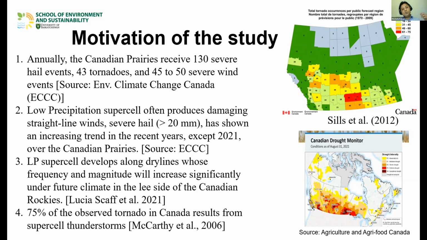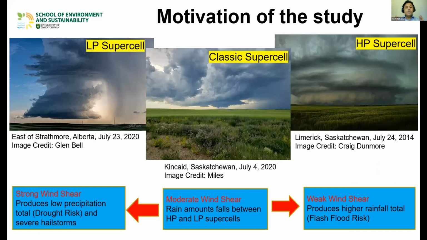And it is another reason for my motivation for studying supercell thunderstorms: the Canadian prairies, where every single drop of water is important, and more than 80% of the water during summertime comes from severe thunderstorms. So supercell thunderstorms are of 3 different types, which are called LP supercell, classic supercell, and HP supercell.